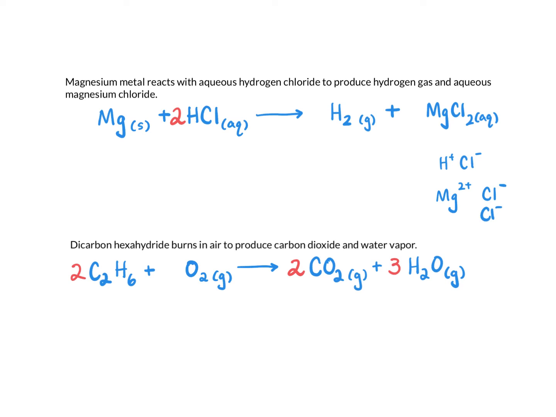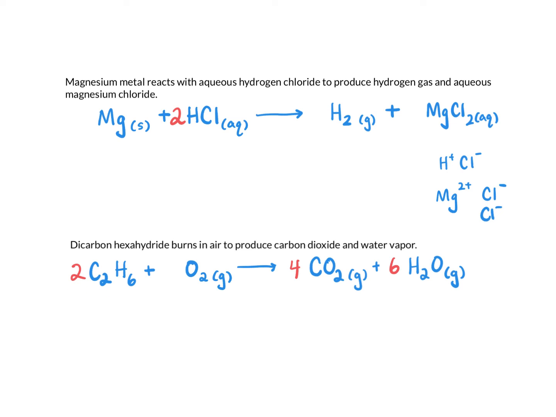So 2. This becomes 4. And the last one becomes 6. And then I'll try the oxygen again. Everything else should still be right.